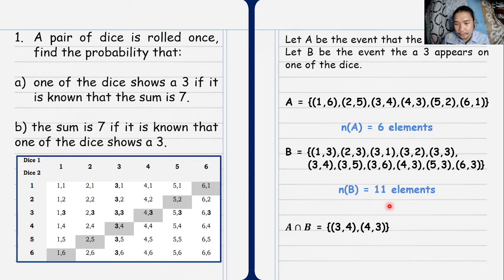The next step is to identify the intersection of A and B. So 3 and 4, and then 4 and 3 belong to both A and B. Makikita nyo siya dito na nag-intersect siya, yung 3 and 4 and then 4, 3 sa A and B natin. So the number of A intersection B is equal to 2 elements.